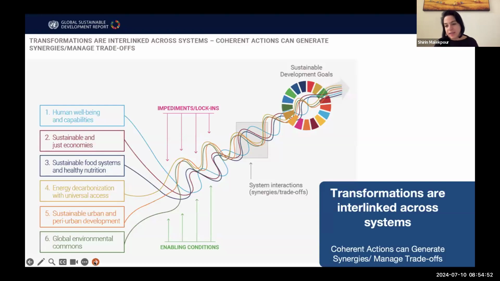So by harnessing the synergies in these multiple transformations that are occurring across different systems, we can actually change the directionality of these systems over some extended periods of time and really achieve a holistic or a deep transition or transformation. So I'll stop here.